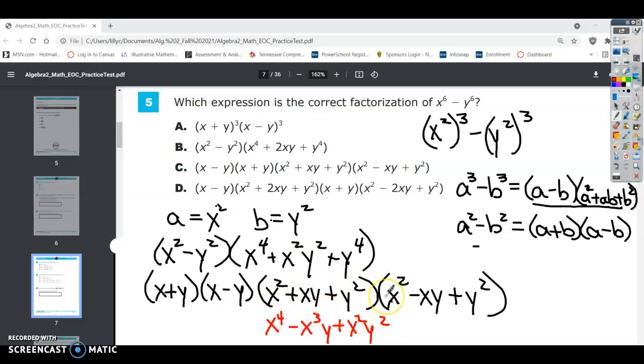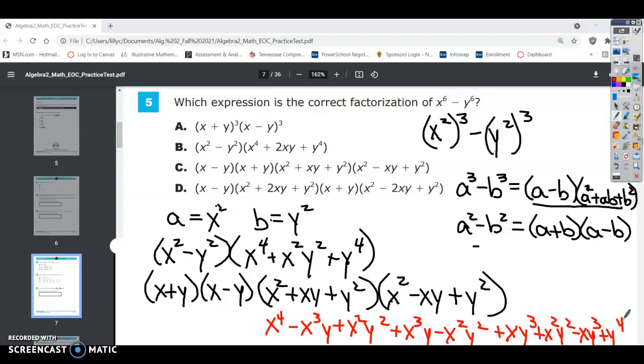And then the middle term times the first term is going to be plus x cubed y. And then the middle term times the middle term is going to be minus x squared y squared. And then the middle term times the last term is going to be plus x y cubed. And then we got to do the last term times each of the three terms. So we've got plus x squared y squared. And then y squared times the middle term is minus xy cubed. And then plus y to the fourth.